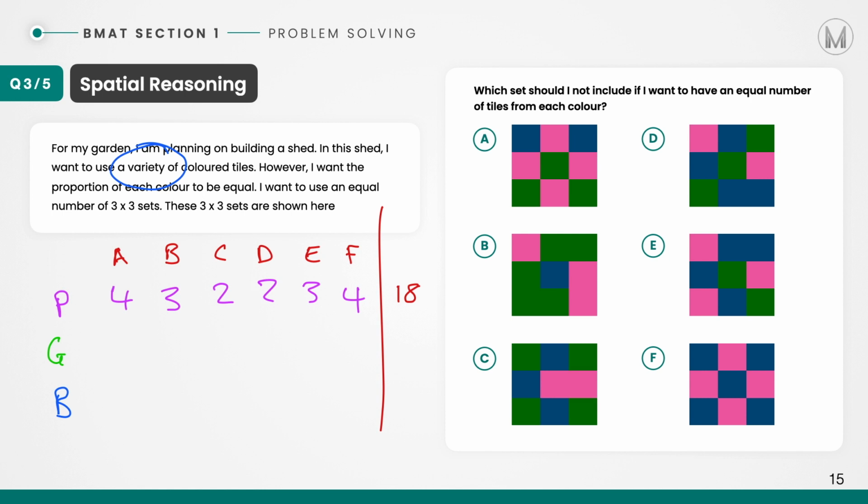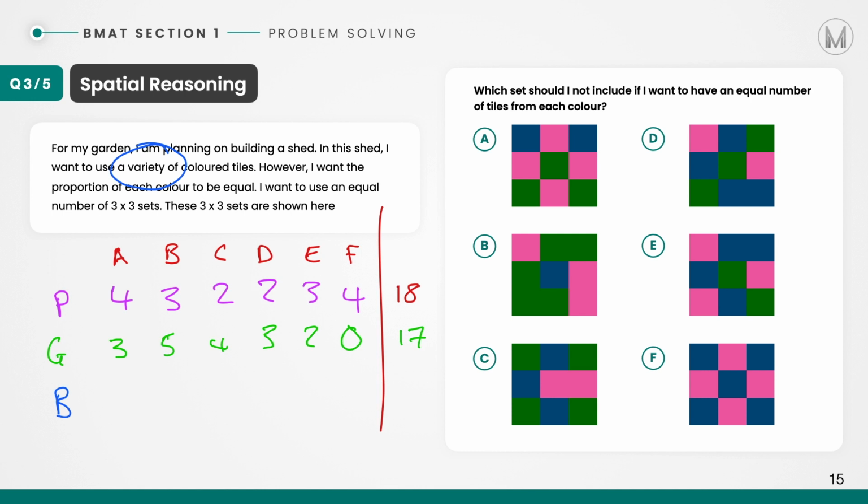Let's do the same thing for green. So we have 3 in A, a total of 5 in B, a total of 4 in C. In D, there are 3. In E, there are 2. And finally, in F, there are 0. Adding that up again, we have 3 plus 5, that's 8, plus 4, that's 12, plus 3 plus 2, that's 17. Okay?